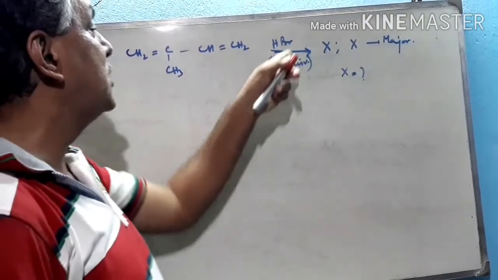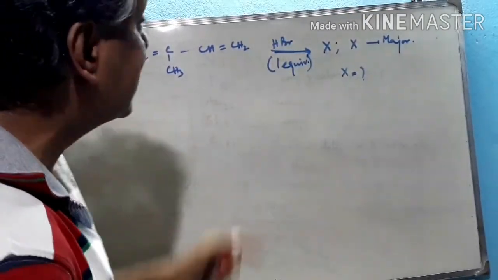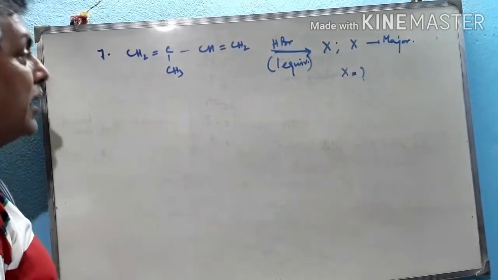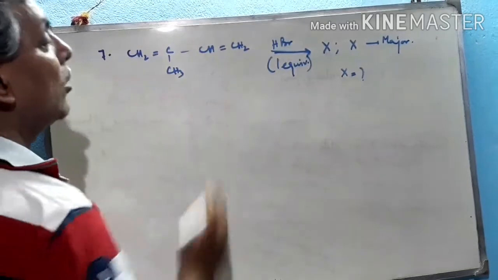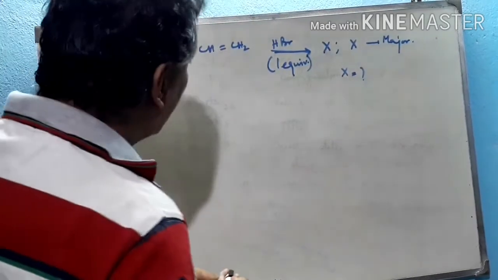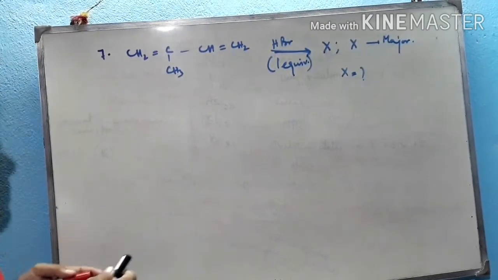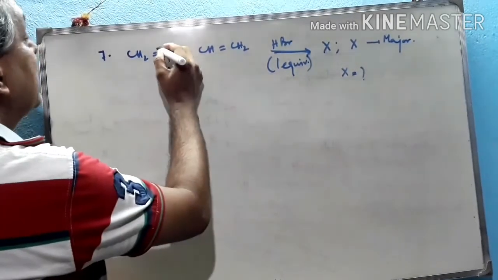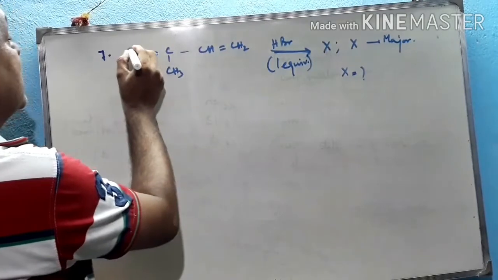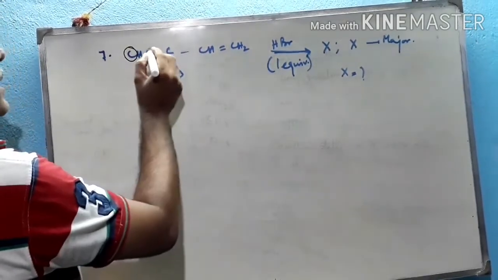2-methyl-buta-1,3-diene when treated with 1 equivalent of HBr produces X. X is the major product. So you have to identify X first. CH2 double bond C, CH3 single bond CH double bond CH2. That means where the positive charge occurs more readily. Suppose we have to identify this center.